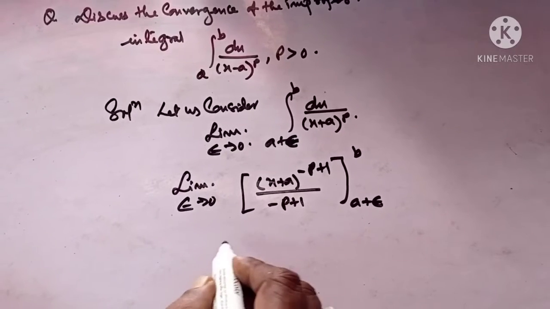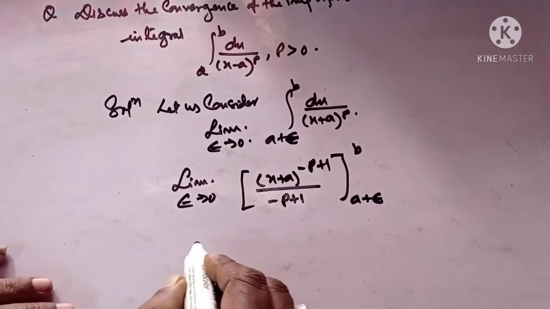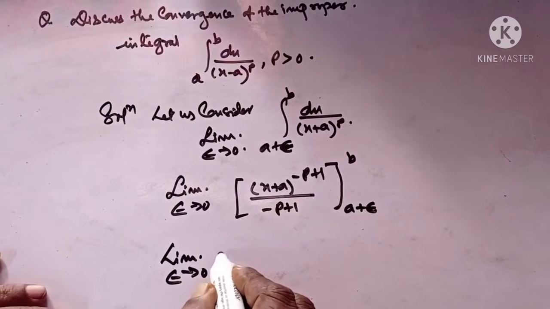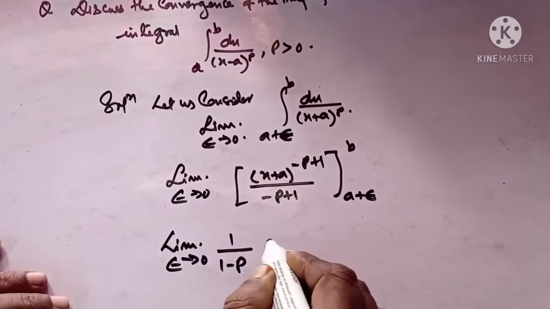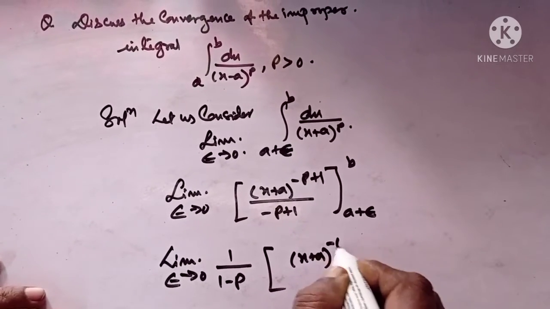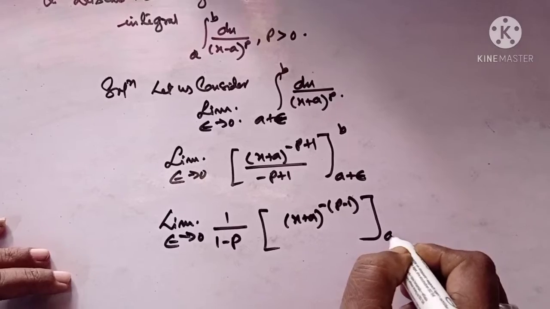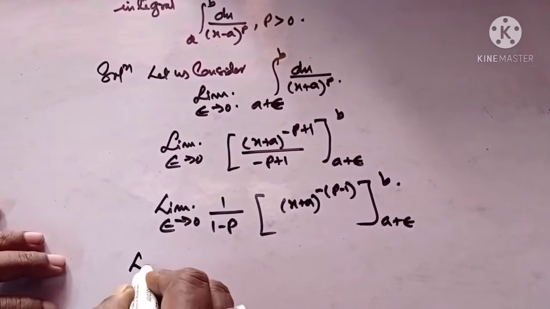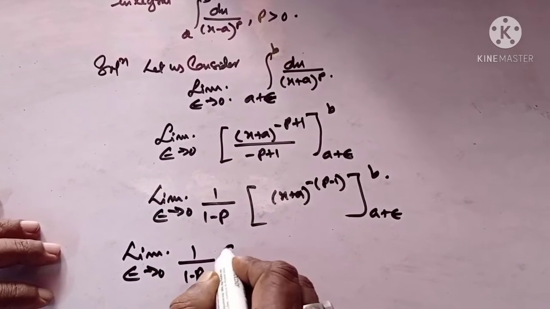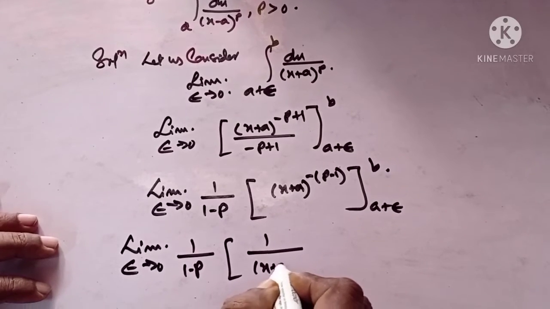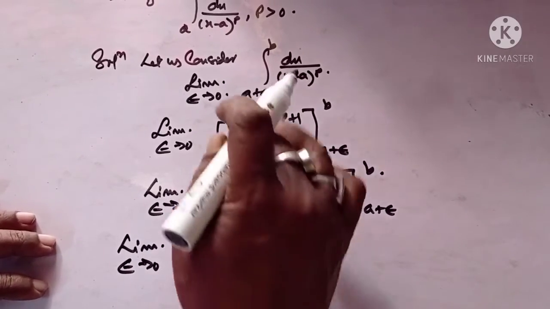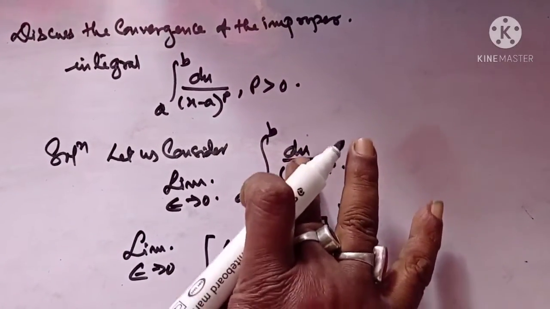Now I'm going to solve it. Here I found that the limit as epsilon tends to 0, I can write this as 1 by 1 minus p, and this will be (x plus a) to the power of minus p minus 1, from epsilon to b. Oh sorry, this is not plus, this is minus. I have made a mistake here.